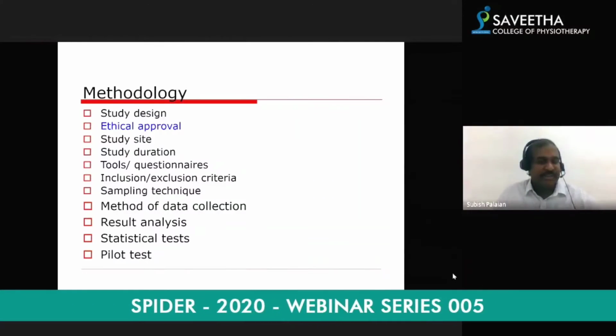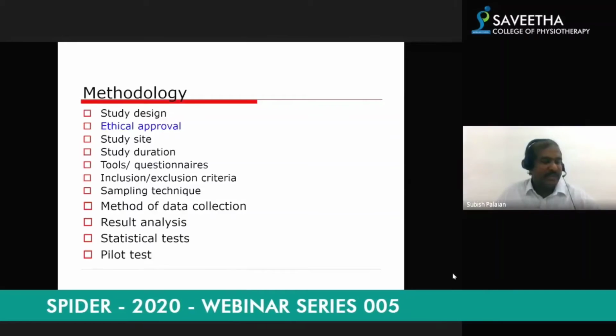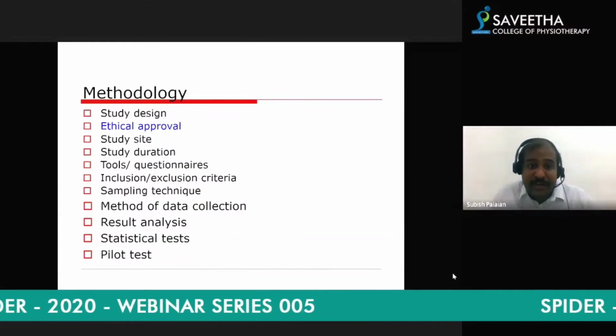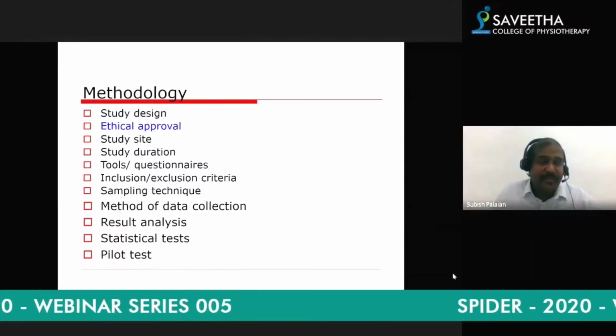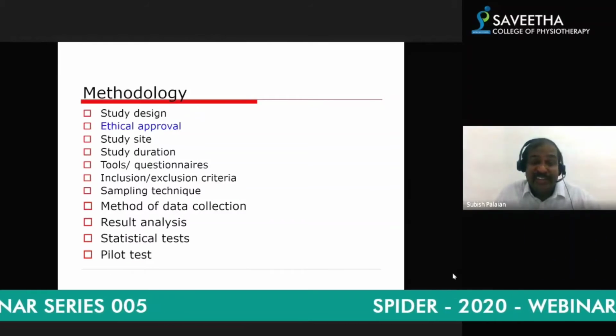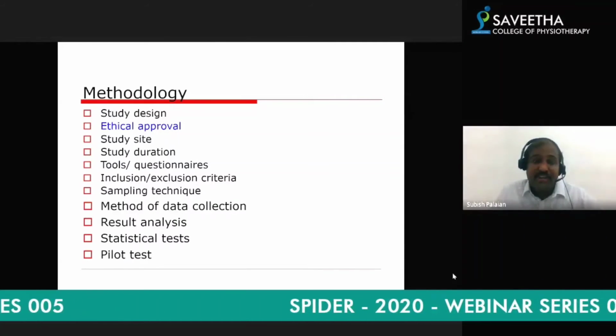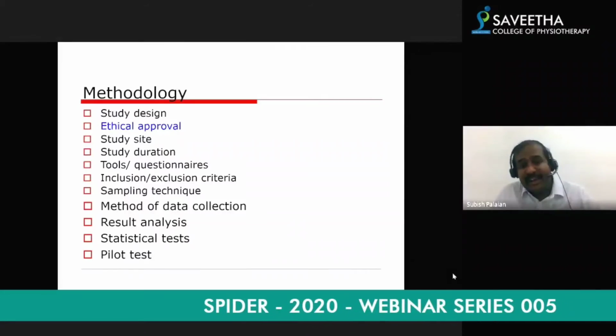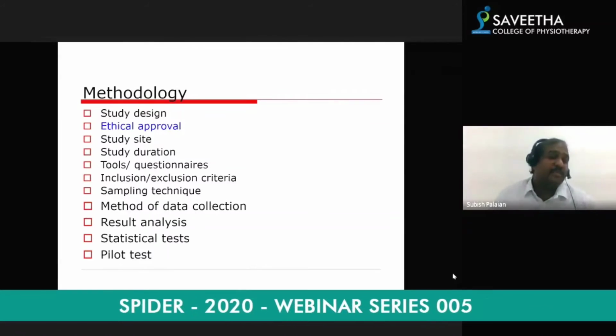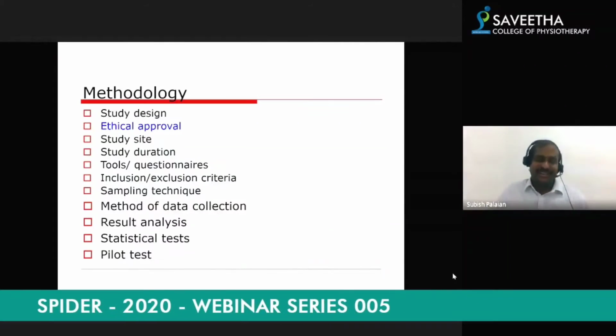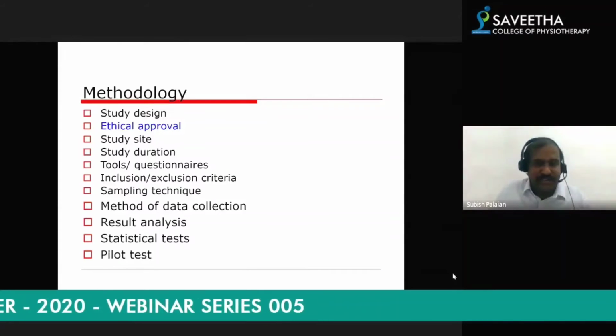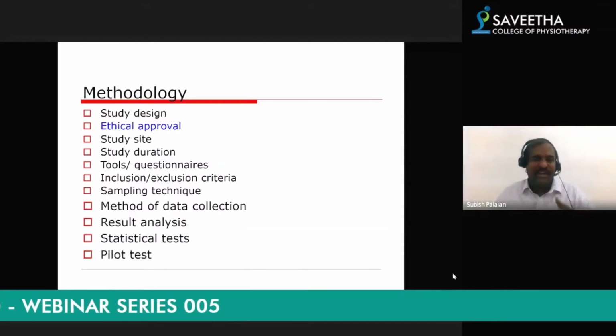So the method of data collection: how did I collect my data? Did the researcher go to the house of the respondents? Were the patients approached when they came to the hospital for their back pain treatment, or did the physician collect the data? Did the nurse collect the data? Did the faculty member collect the data? You see how you collect the data, whether you collect the data only once or more than once, all has to be mentioned.